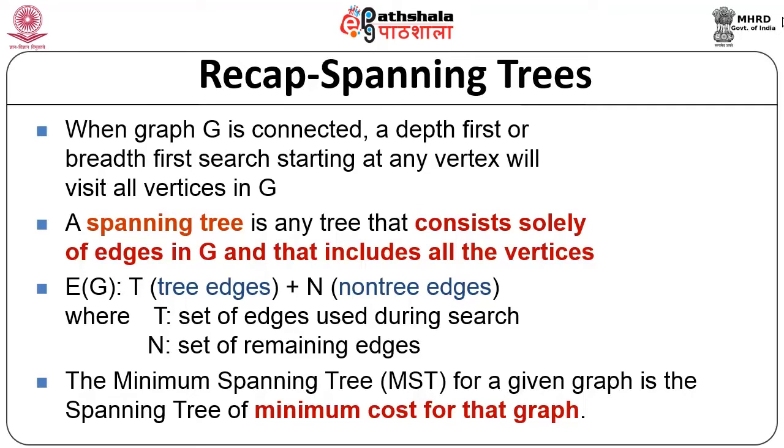Basically, we do not include an edge because it is not among the minimum, or because if you include that edge it forms a cycle. The minimum spanning tree for a given graph is a spanning tree of minimum cost for that graph. So, we are converting a graph, which may have cycles, to a tree, which does not have cycles. That cycle is an important part of the differentiation between the graph and the tree.